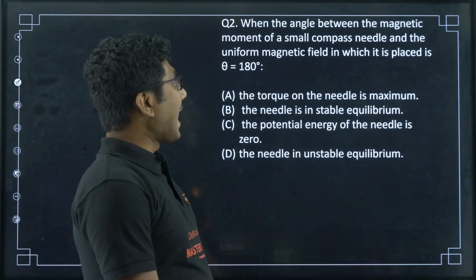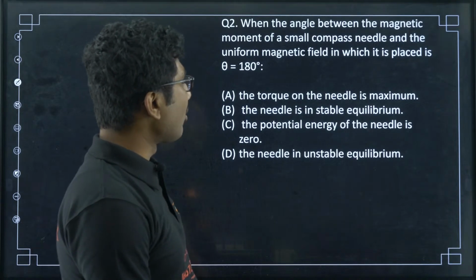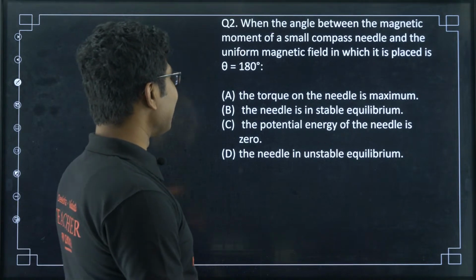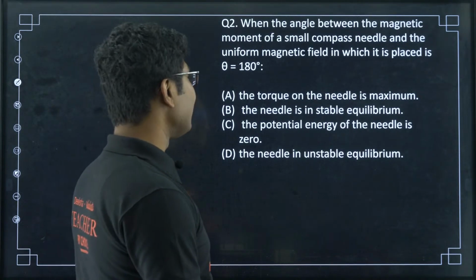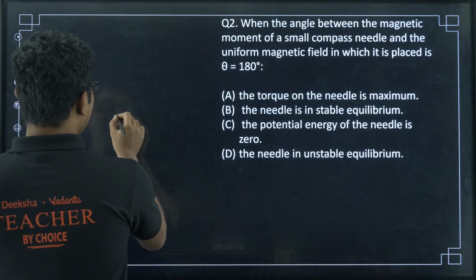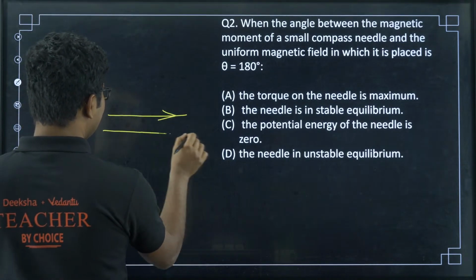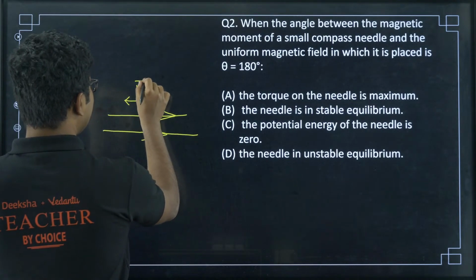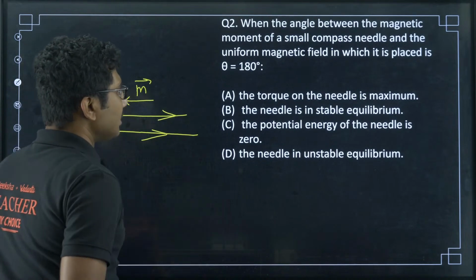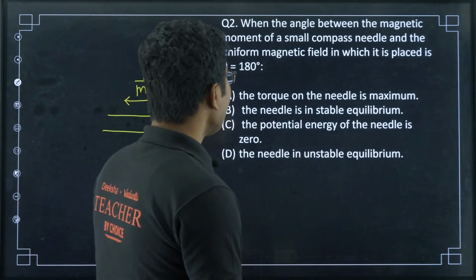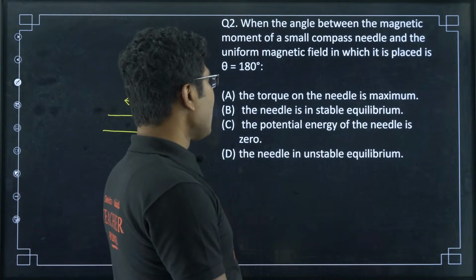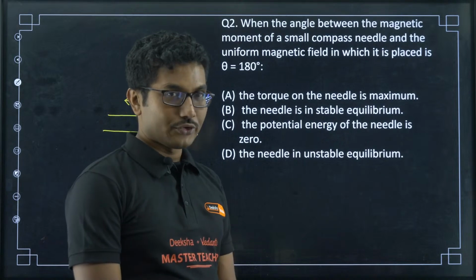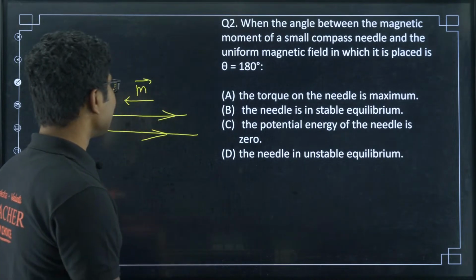Question number 2. When the angle between the magnetic moment of a small compass needle and the uniform magnetic field in which it is placed is theta equals 180 degrees, so we have a magnetic field and the magnetic moment of the small needle at a 180 degree angle. The torque on the needle is maximum. The needle is in stable equilibrium. The potential energy of the needle is 0. The needle is in unstable equilibrium. So you have to identify the correct answer and answer this question.